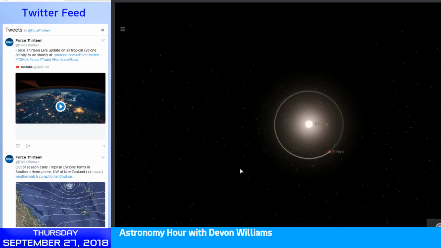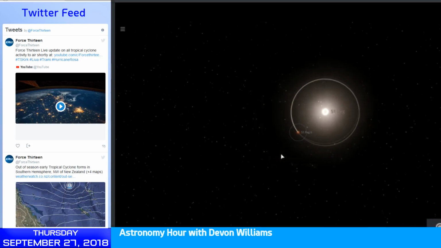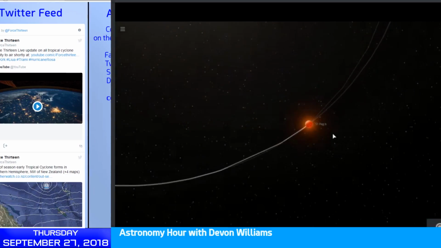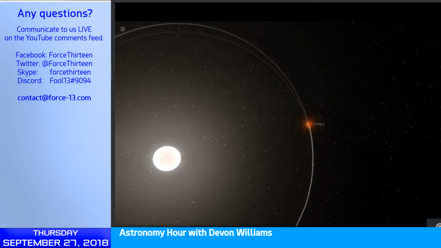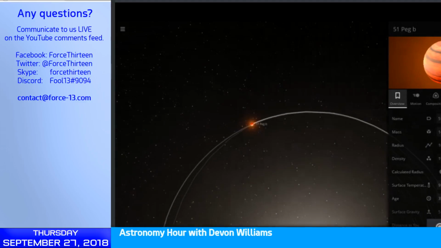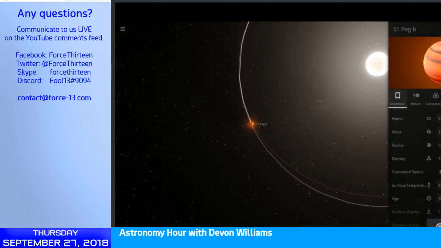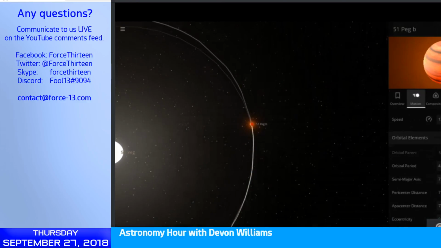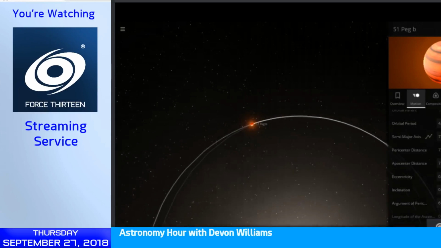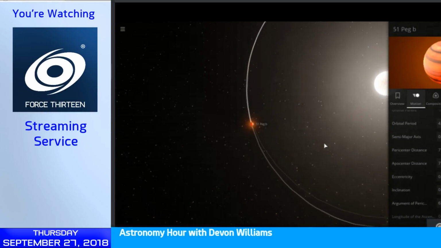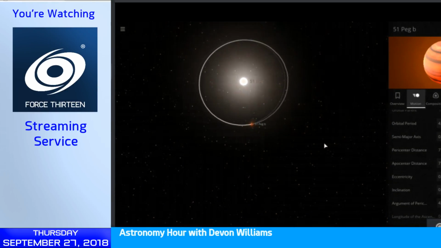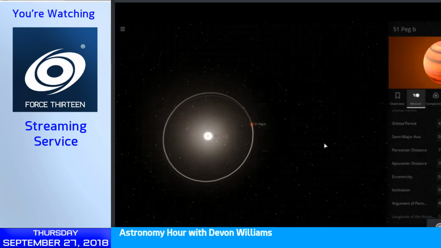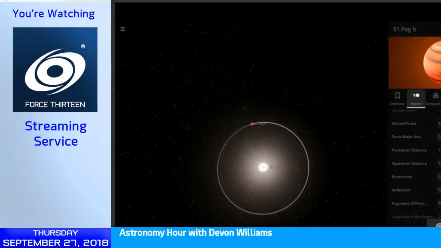And then we find 51 Pegasi b, which seems to be one of these gas giant planets that are orbiting very, very close into the star. And I mean very close into the star. You take a look at the orbital radius for this thing, and it is, well, that's not the orbital radius. That is the orbital radius. If you take a look at the orbital radius, you can see it's only 0.05 of an astronomical unit. So we're talking well inside of Mercury's orbit.